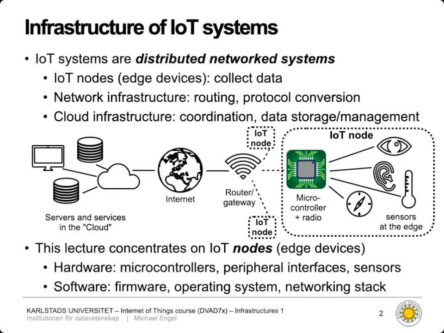So in this lecture, we're going to concentrate on the infrastructures we need for running IoT nodes, so the edge devices. And these are two parts. So one important part is obviously the hardware. So we're talking about the heart of these systems, the microcontrollers, about interfaces, and of course about sensors, which are the reason why these nodes actually exist. And we're talking about the software, so the firmware or operating system. And of course, these are network devices. So we also talk about the networking stack that's available in these devices.